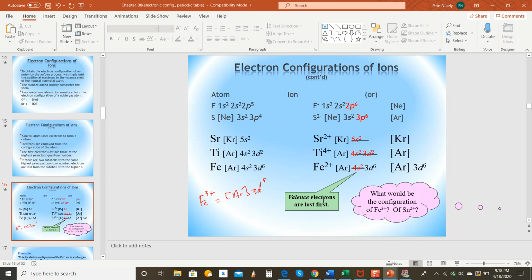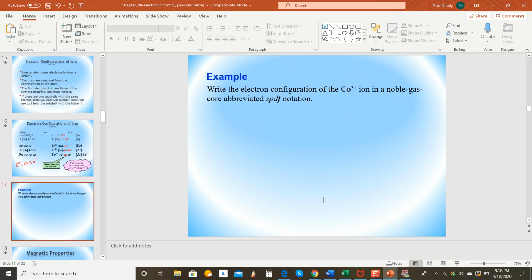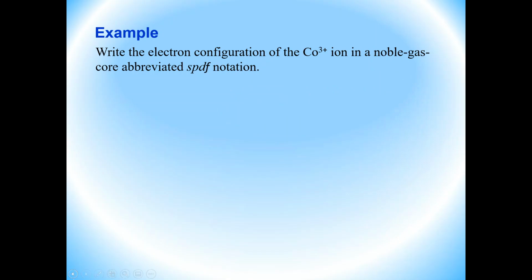Okay, so that's basically how we determine the electronic configuration of ions. Now, here's another example. So let's look at this example here. Write down the electronic configuration of cobalt 3 plus in a noble gas abbreviated SPDF notation. So let me do this. Okay, so cobalt, according to the periodic table, the atomic number of cobalt is 27. So cobalt is 27.